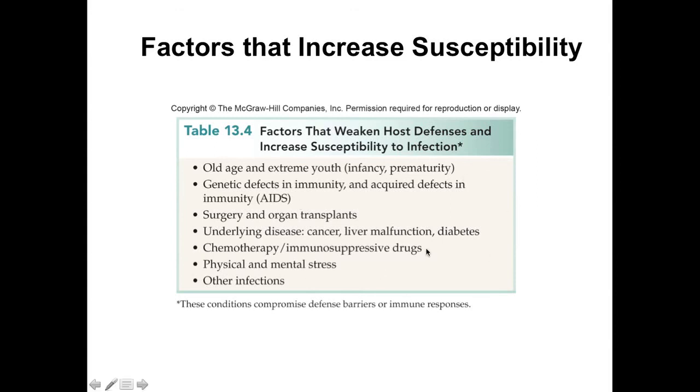Underlying diseases, cancer, liver malfunction, diabetes, all of these things have effects on your immune system. Chemotherapy, immunosuppressive drugs, again, can weaken your immune system for obvious reasons. They're called immunosuppressive drugs. And then physical and mental stress. So being physically and mentally stressed has been scientifically proven to cause a decrease in your immune system's function.